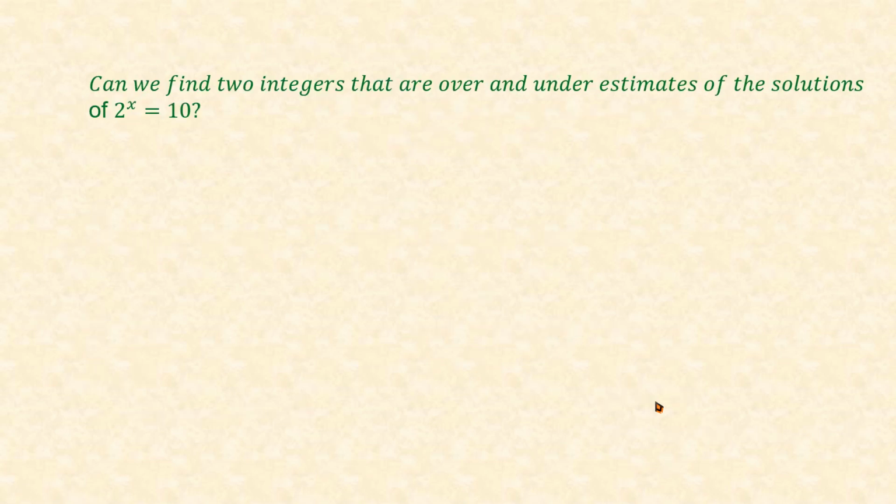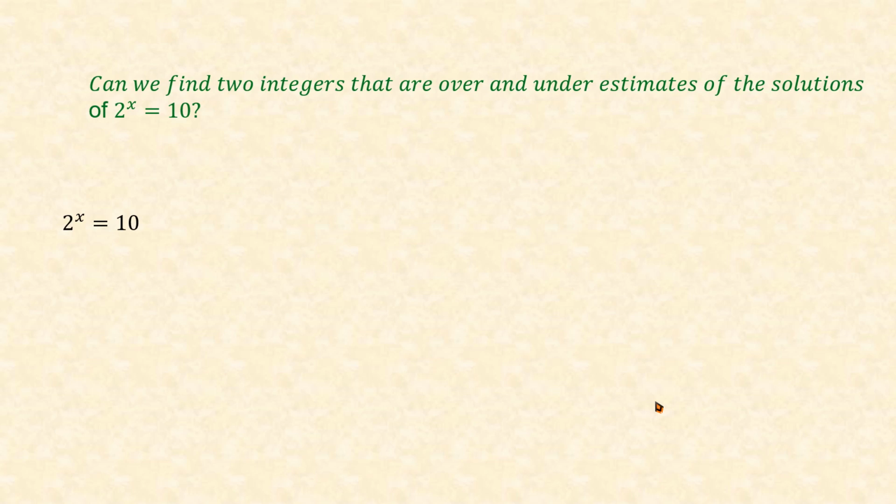Now, can we find two integers that are over and under estimates of the solution of the equation 2 to the x equals 10? Okay, here it is. 2 to the x equals 10. And they want you to find over and under estimates of the solution of that. What is x, basically? Now, this is really hard, right? Because 2 times itself, how many times to give you 10? There's really no such number that we can actually find. We can estimate it, but it's really, really hard to find exactly what it is. I don't think we can do it.